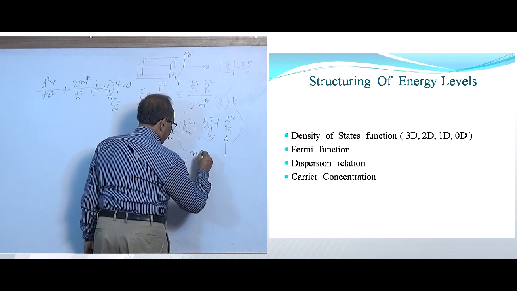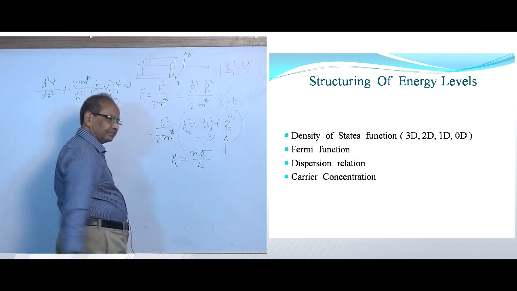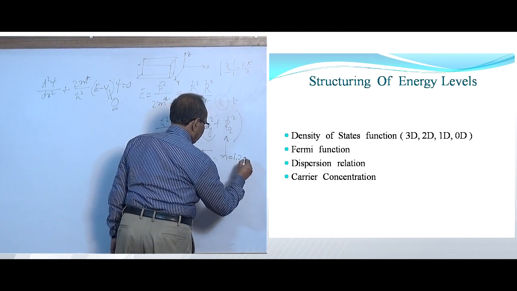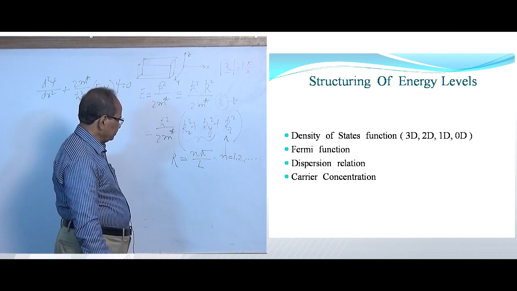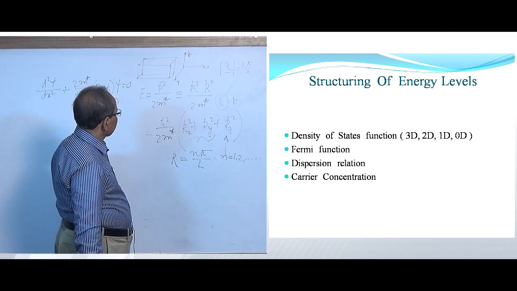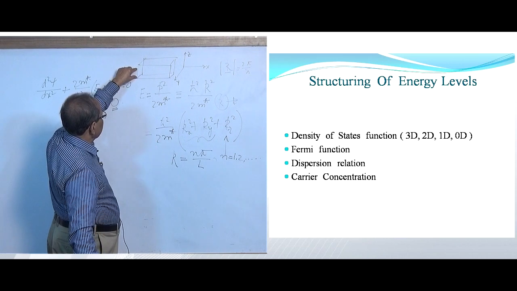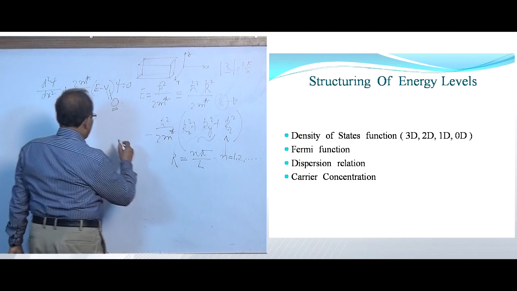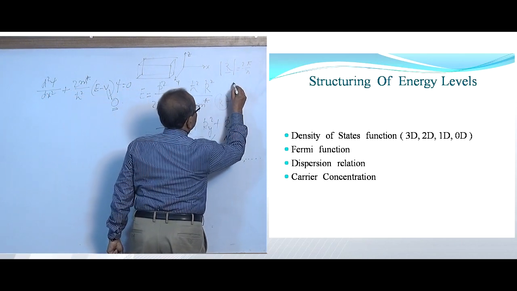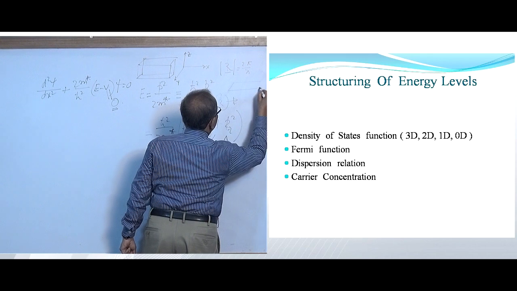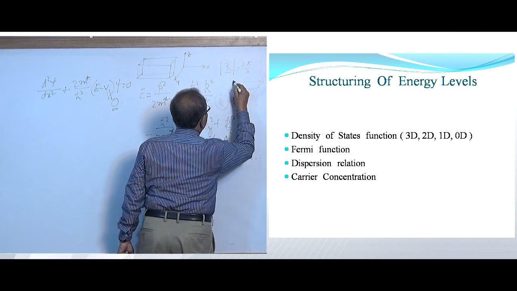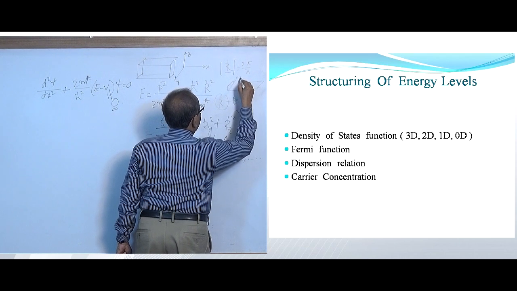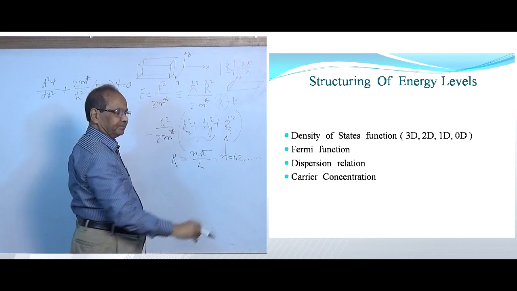It is n pi over L, where n is a number which runs from 1 and so on, and L is the dimension in the z direction. That means that this value is extremely small.